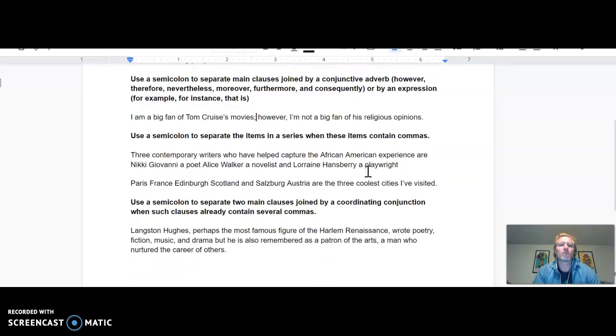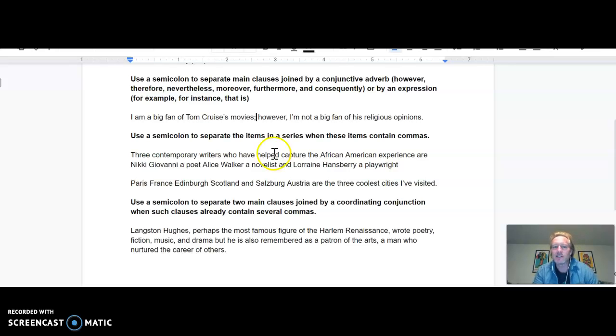Our third semicolon rule is you'll use it to separate items in a series when that series already contains commas. This is basically just to eliminate confusion. These last two semicolon rules are about that. The example here shows: Three contemporary writers who have helped capture the African American experience are Nikki Giovanni, a poet, Alice Walker, a novelist, and Lorraine Hansberry, a playwright.